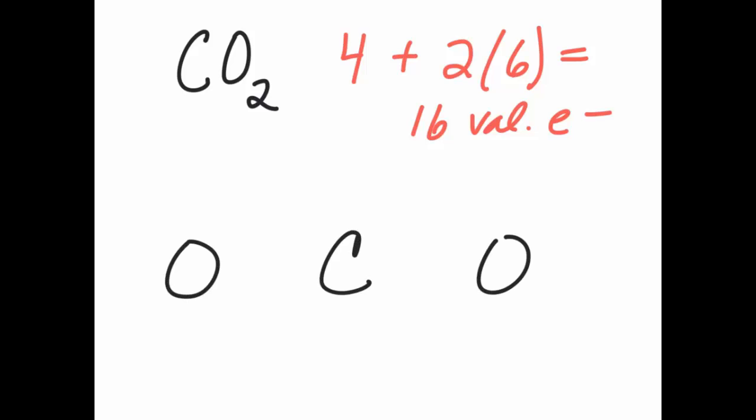We're going to put carbon in the middle. If you think about why, carbon is less electronegative than oxygen, so it makes more sense for him to go in the middle. Start distributing electrons. How about 2 here, 2 here, and then how about some lone pairs around those oxygens?